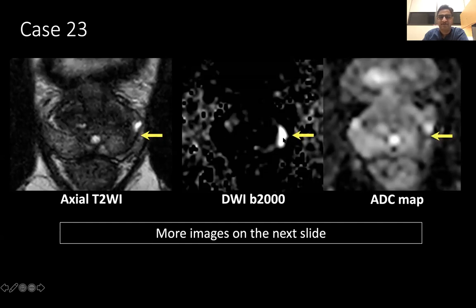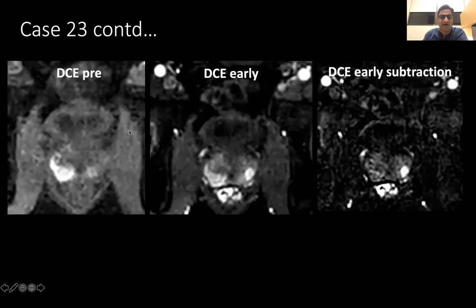There is this area of restricted diffusion that we see here in the left lateral peripheral zone, marked restricted diffusion. There's a somewhat ill-defined hypointensity corresponding to that. And we look at the post-contrast imaging.